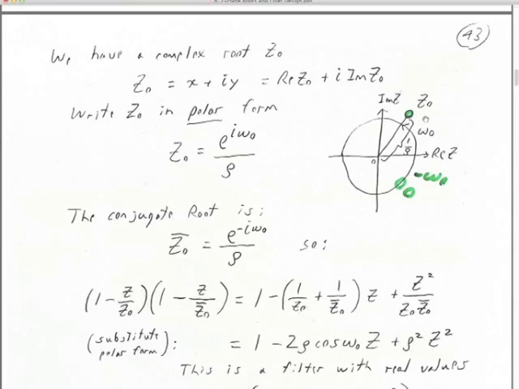So when you see rho in the z plane program, you point anywhere in the z plane, it gives you the rho, it gives you the omega zero, and so forth. The rho is the inverse of the distance of the root from the origin. So of course, if the root is on the unit circle, then rho is one, and you don't see it. If the root is inside the unit circle, rho is greater than 1. If the root is outside the unit circle, rho is less than 1.